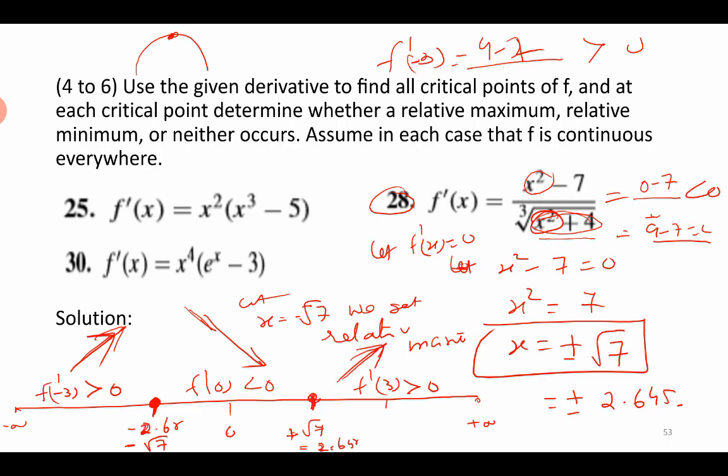So at this point you will get a relative minimum. So at x equal to positive root 7, we get a relative minimum. That's it. That's the end of this problem. Try that yourself.